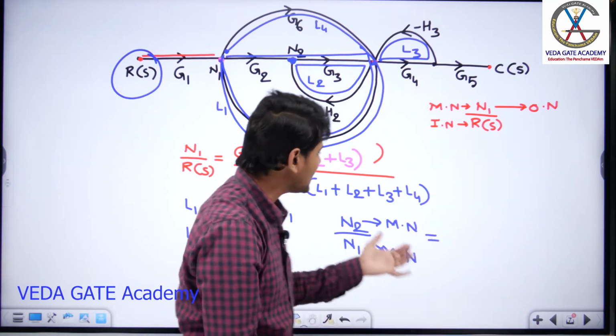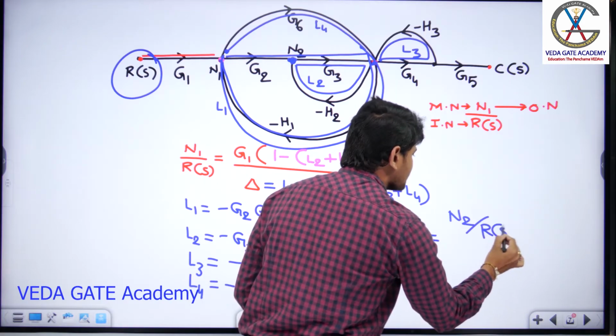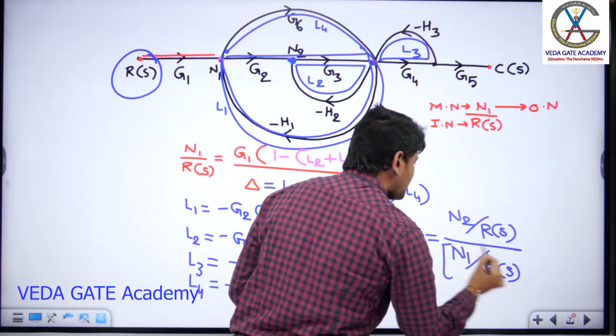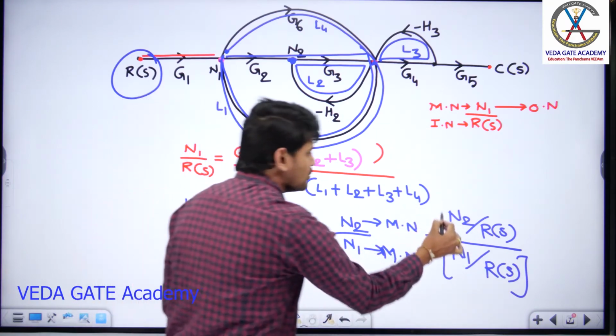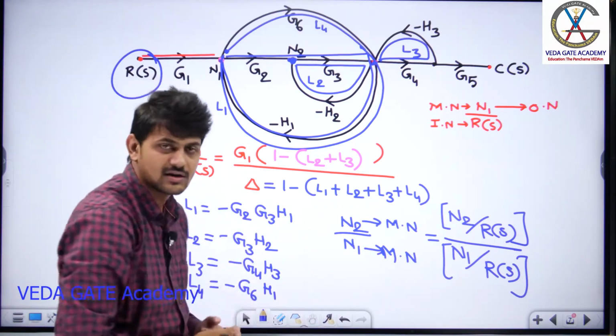Yes or no? So, I can rewrite this expression as N2 divided by R of S, divided by N1 divided by R of S. Yes or no? I can separately apply Mason's gain formula between N2 by R of S and N1 by R of S. I can take the ratio of those two things in order to get the transfer function.